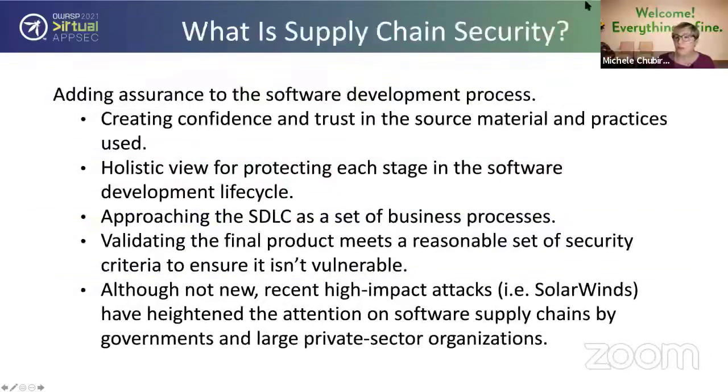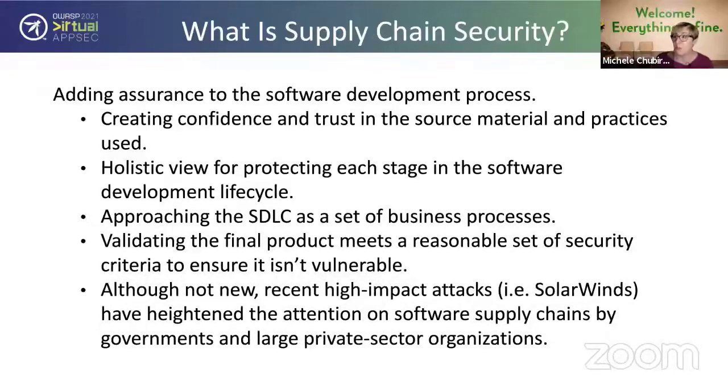So what does supply chain security mean? We've talked about essentially what a software supply chain is, but let's talk about the secure elements of a supply chain. It means adding assurance to the software development process, creating confidence and trust in the source material and the practices used. You're trying to get a holistic, high-level view for protecting each phase in the software development lifecycle, and you're approaching the SDLC as a set of business processes.